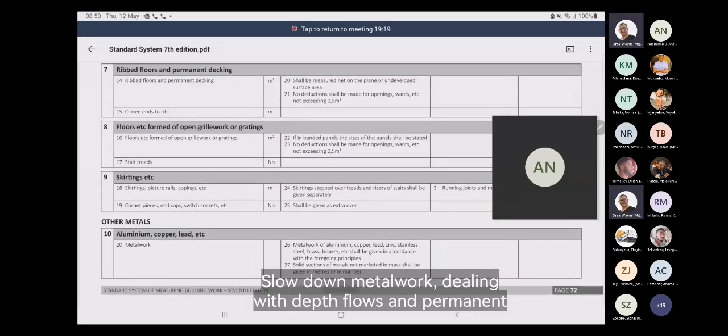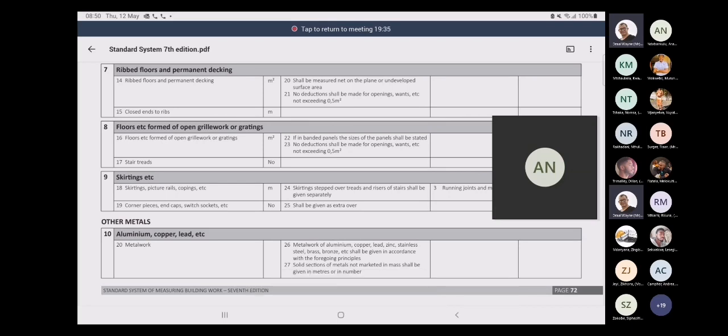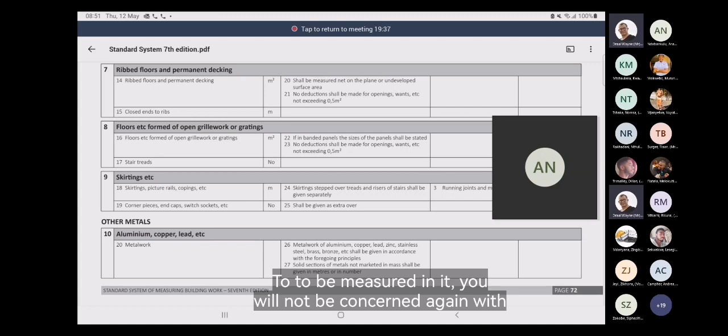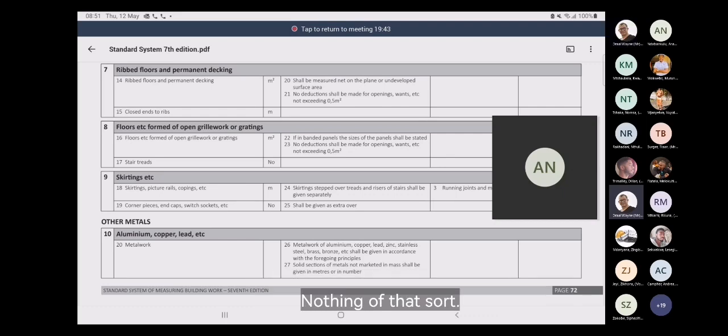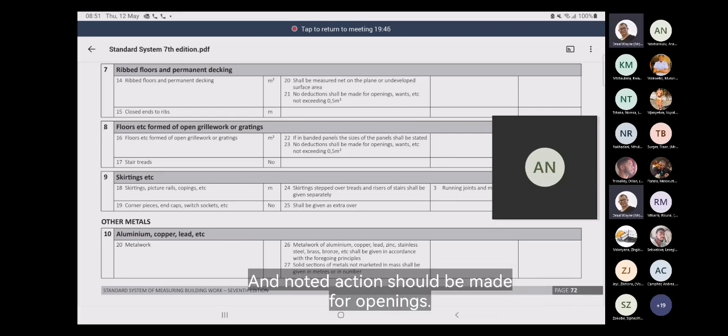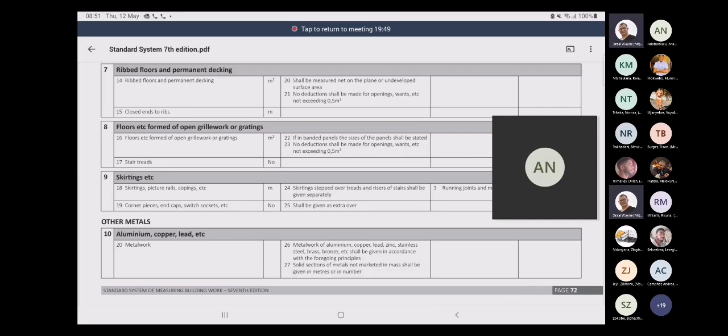As for our metalwork, dealing with ribbed floors and permanent decking, the ribbed floors and permanent decking shall be measured in meters squared, measured net on the plane or undeveloped surface area. We will not be concerned with end laps, or with waste, nothing of that sort. And no reduction shall be made for openings not exceeding 0.5 meters squared.